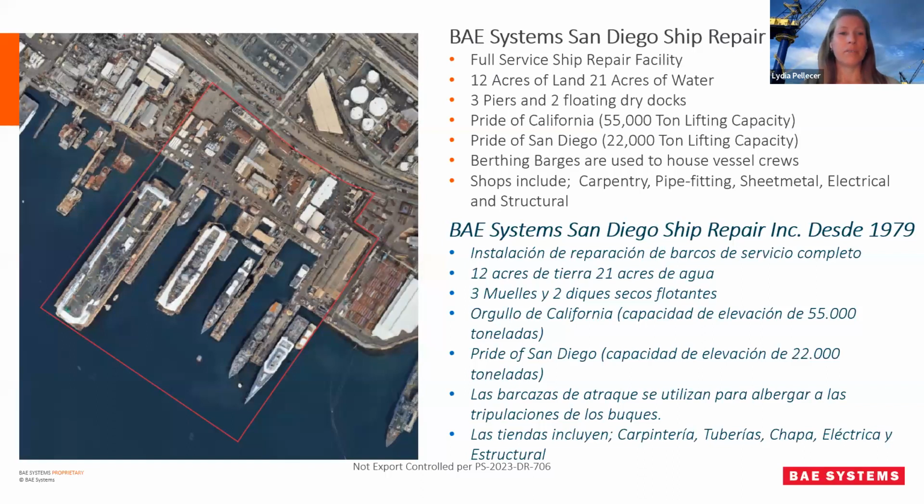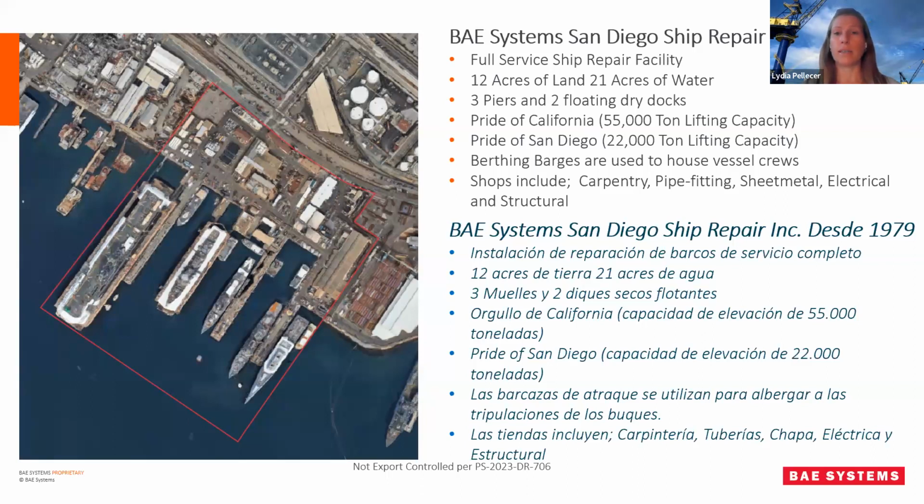We also have three piers, where you can put a ship on one side, and then on the other two, you can have two ships on each side. At full capacity, we could have seven Navy ships in our yard, although that's very rare. We have two full dry docks, Pride of California, which I'll talk about a little bit more in the next few slides, is over to the left side, the north side of the facility.